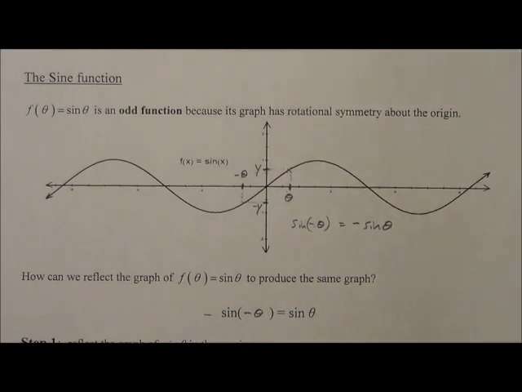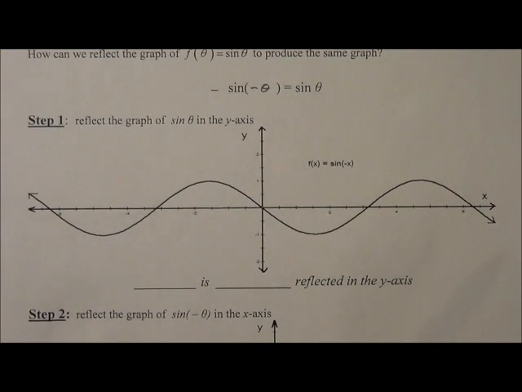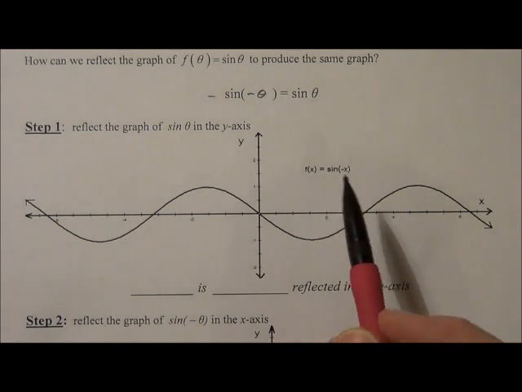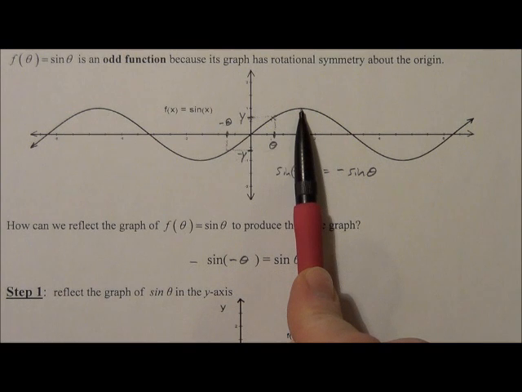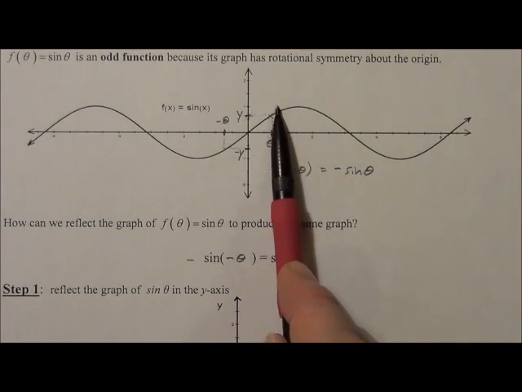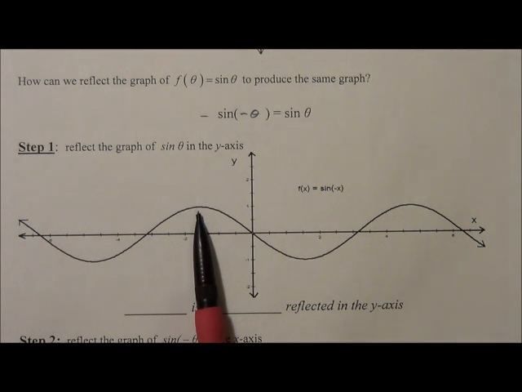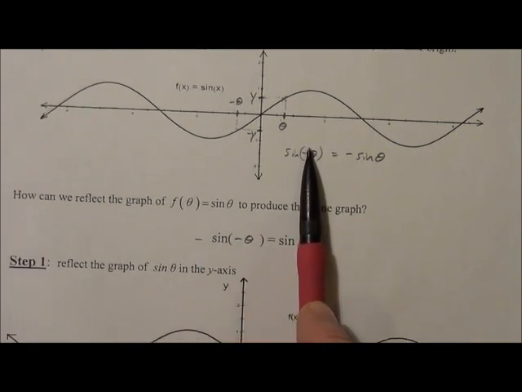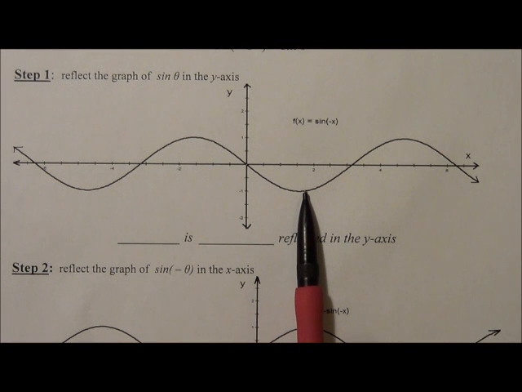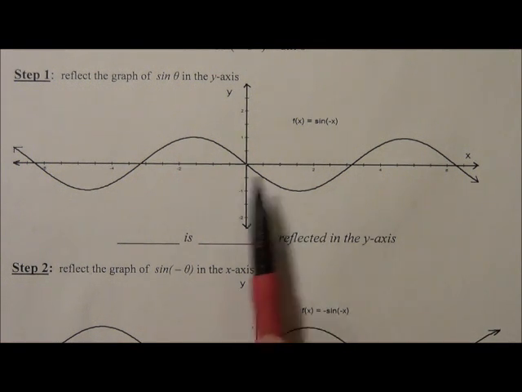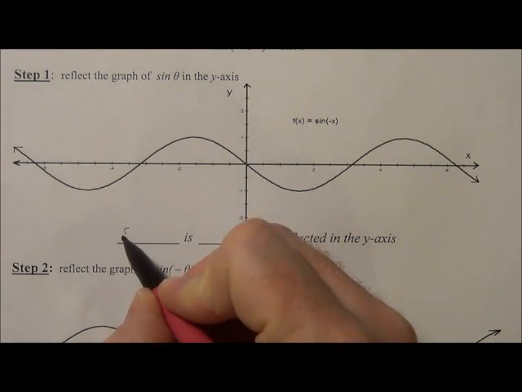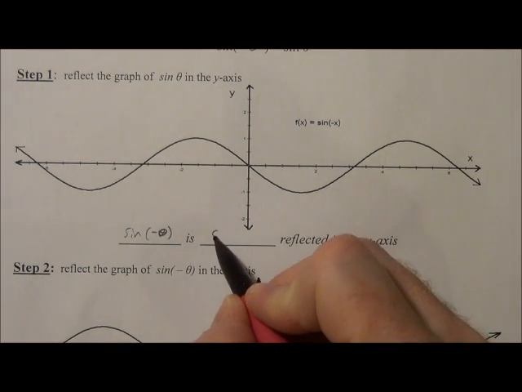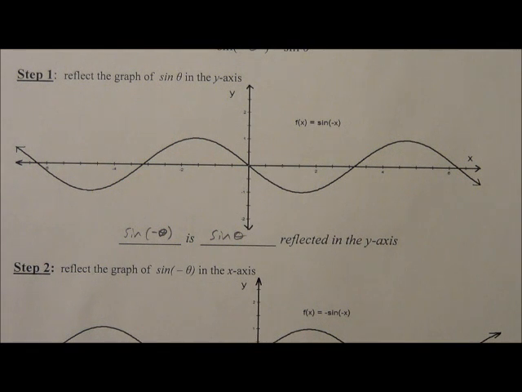Alright, so we'll take a look at this step by step. In step 1, we reflect the graph of sine theta in the y-axis. So this maximum here at pi by 2 gets reflected in the y-axis, and it gives us the maximum over here. And this minimum, of course, would follow suit. It gets reflected in the y-axis and becomes a minimum at positive pi by 2. So the whole graph just gets reflected in the y-axis. Therefore, sine of negative theta is just sine theta reflected in the y-axis.